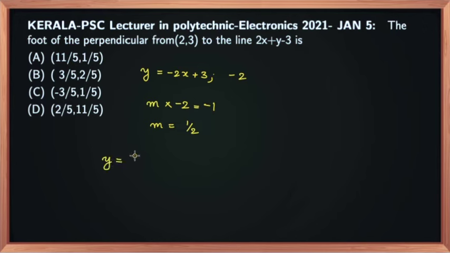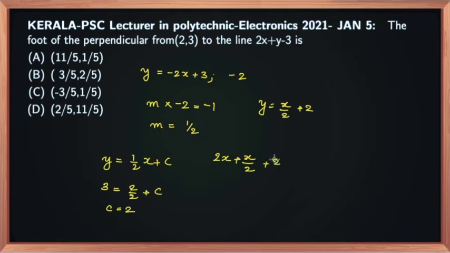So, I can write that line as y is equal to 1 by 2 x plus c. Now, that line must be passing through this point, right? (2, 3). So, if you substitute those values, 3 is equal to 2 by 2 plus c, which means I will get c is equal to 2. So now I got the line which is y is equal to x by 2 plus 2, and that line must be meeting this particular line. So I can substitute 2x plus y instead of y. I am substituting this line. So 2x plus x by 2 plus 2 minus 3 must be equal to 0.